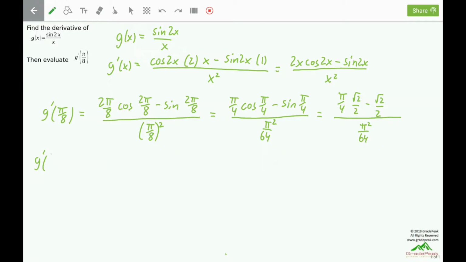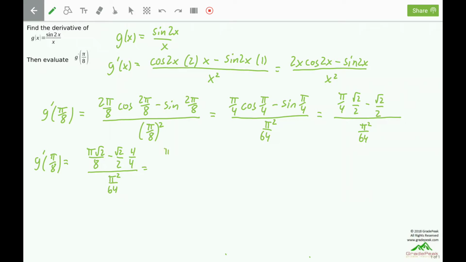So g prime of pi over 8 equals, multiplying pi over 4 times root 2 over 2, multiply the numerators, we will have pi times root 2 over 4 times 2, which is an 8, and then minus root 2 over 2. We're going to want to get a common denominator between those, and therefore I'm going to multiply that second fraction by 4 over 4, and then this entire thing is over pi squared over 64.